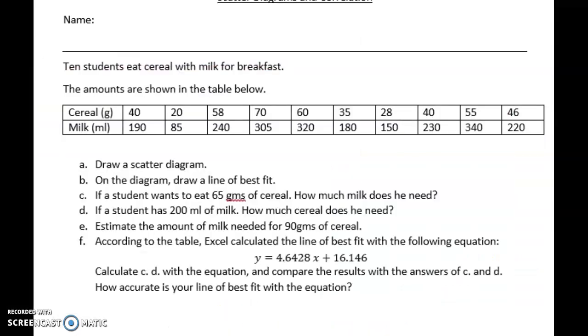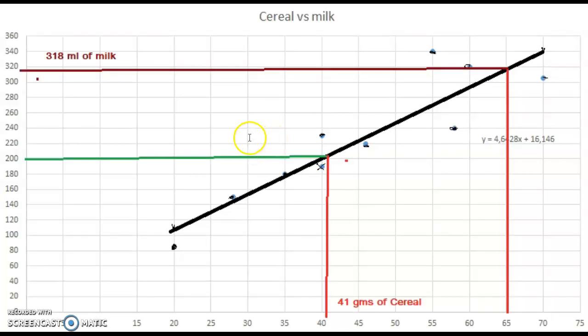Now the exercise asks us how much milk you need for 90 grams of cereal. Now we have to remember the golden rule in this case. Always remember the golden rule. Remember that the golden rule says that we can't estimate values that are outside the line of best fit. So in this case, for example, 90 grams is out of the scale, so I can't determine values that are outside of the line of best fit.